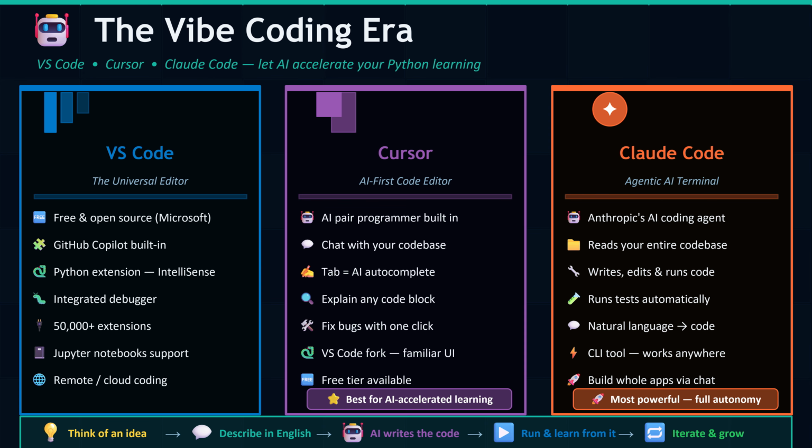Vibe coding. Python for AI. VS Code, solid baseline. Cursor AI, first learning. Claude Code, agentic building of applications. And the vibe coding loop: idea, describe in English, AI writes the code, run, learn and iterate.